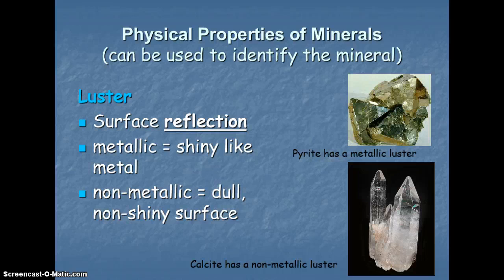Luster is another one. Luster is the surface's reflection. Types of luster would be metallic, that's when they're shiny, like a metal. Non-metallic would be like a dull, not shiny surface. So if we're looking at this pyrite, it has a metallic luster because you can see it's very shiny. Calcite has a less metallic luster than the pyrite. That would be more of a silky luster. It's still got a little bit of a shine to it, but it's not as much as the pyrite.